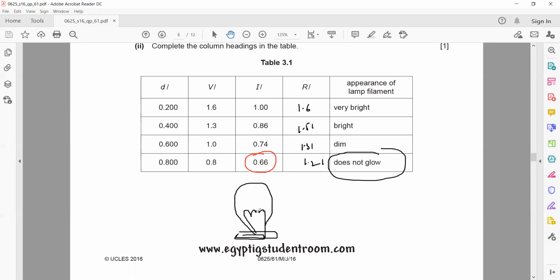Current can only flow in a complete circuit. So what if there is a broken filament? If the filament breaks from this point, then the current value should be 0. But still there is a current value. That is why it shows that the filament is not broken.